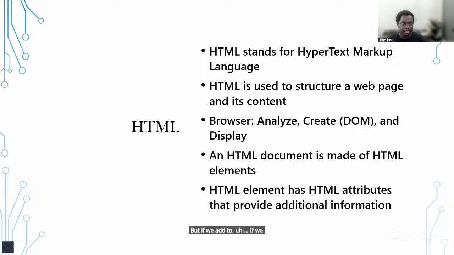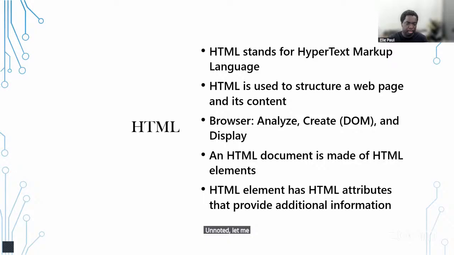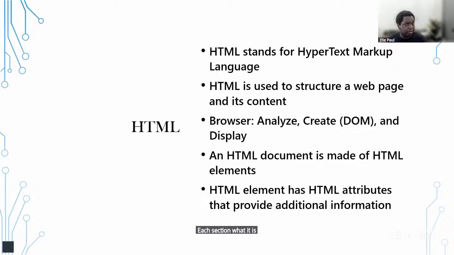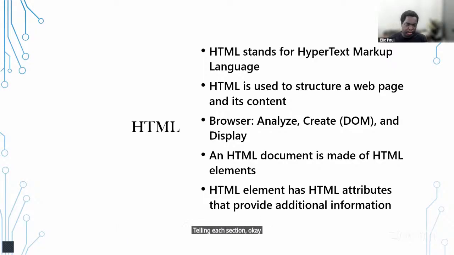But if we had an exercise to tell me, okay, for each of those, let me annotate, let me note this is the introduction, this is the body, this is the first paragraph, this is the second. So I'm annotating, I'm taking a note of what each section is. So that's what the markup language does. It's kind of like telling each section, okay, this is a paragraph, this is the introduction, this is the body, this is the conclusion.